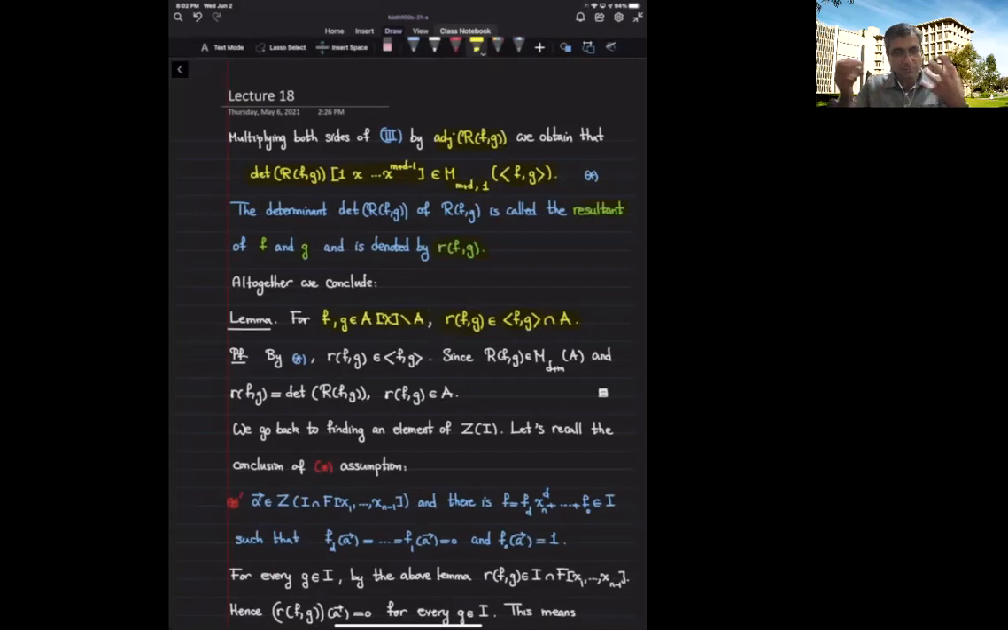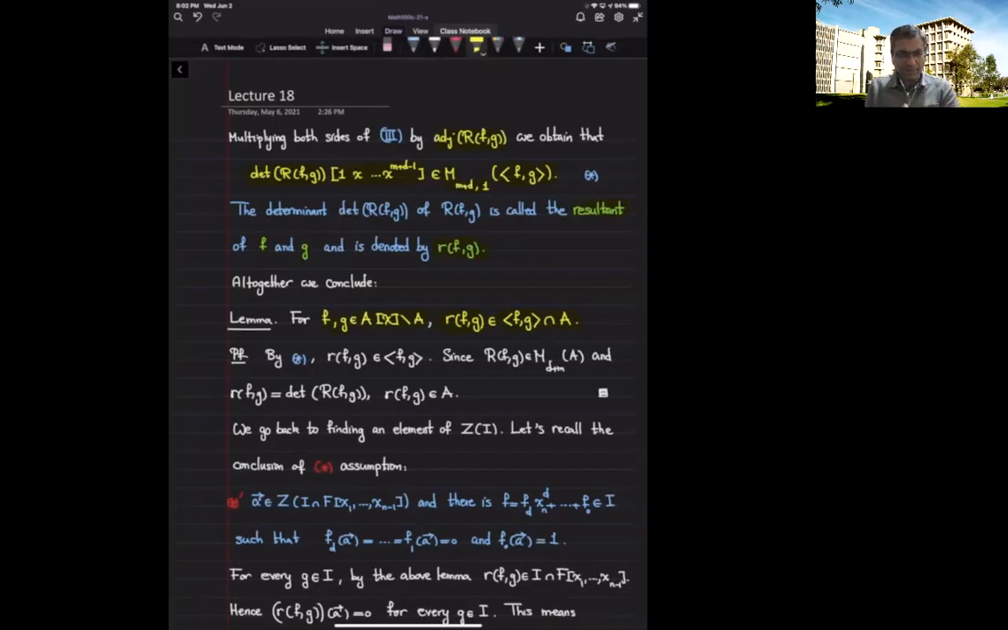So again, we were looking for such a thing. We were looking for a mechanism to find elements in the ideal generated by f and g that are constant. And using this determinant in a twisted way, we end up finding such an element. In certain cases, this element might be just 0, but nevertheless, this is a general mechanism that can give us an element inside A and the ideal generated by f and g.